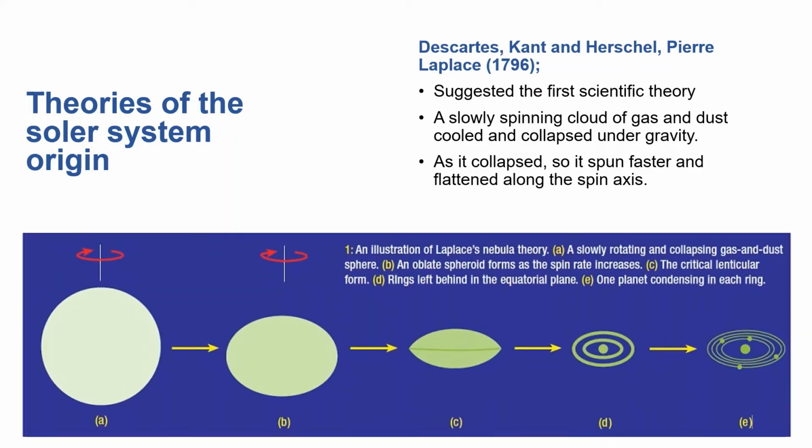The following diagram shows the steps they suggested, from spinning gas clouds to the planets traveling in orbit around the Sun.